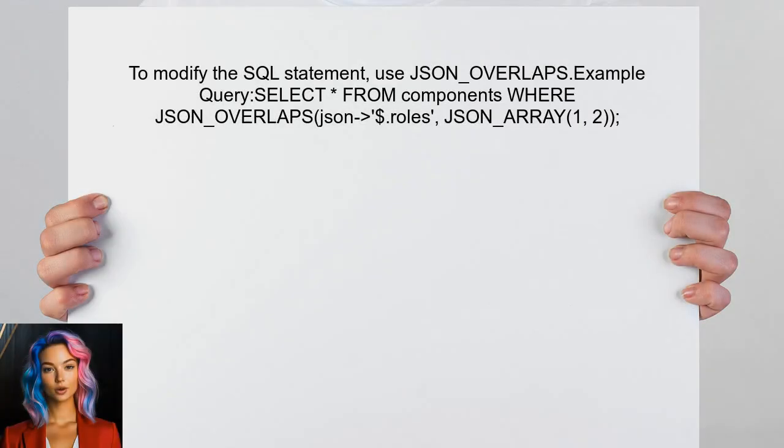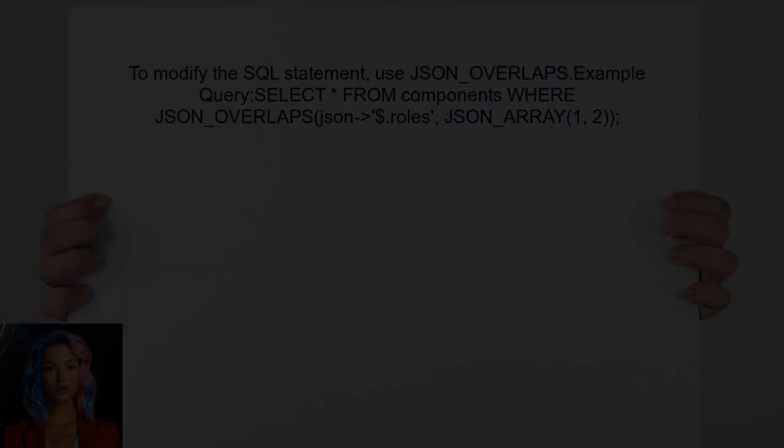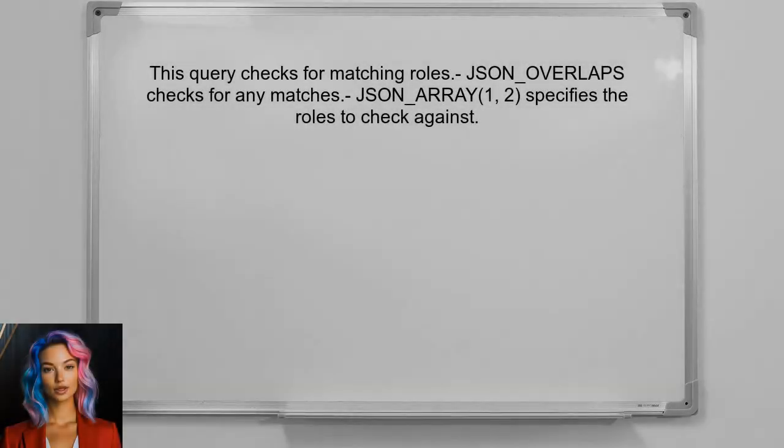To modify the user's SQL statement, we will use the JSON_CONTAINS function in a way that allows for checking multiple values in the roles array. The user can achieve this by using the JSON_OVERLAPS function. This query checks if any of the values in the roles array match the values provided in the JSON array. It will return rows where at least one of the specified roles exists.